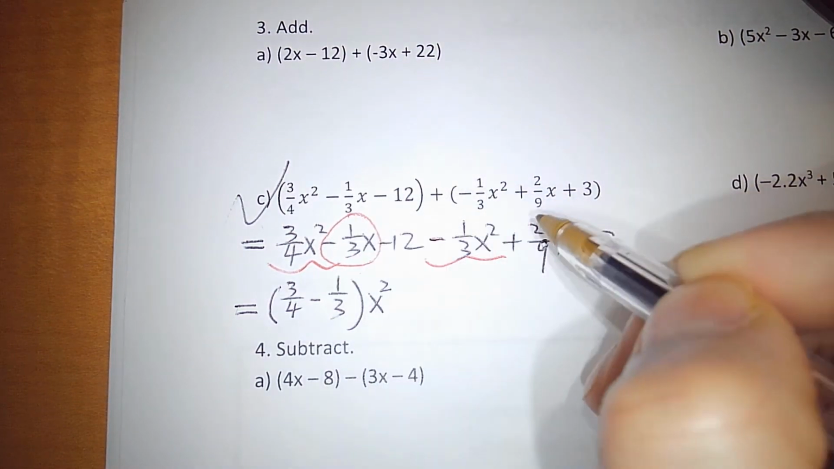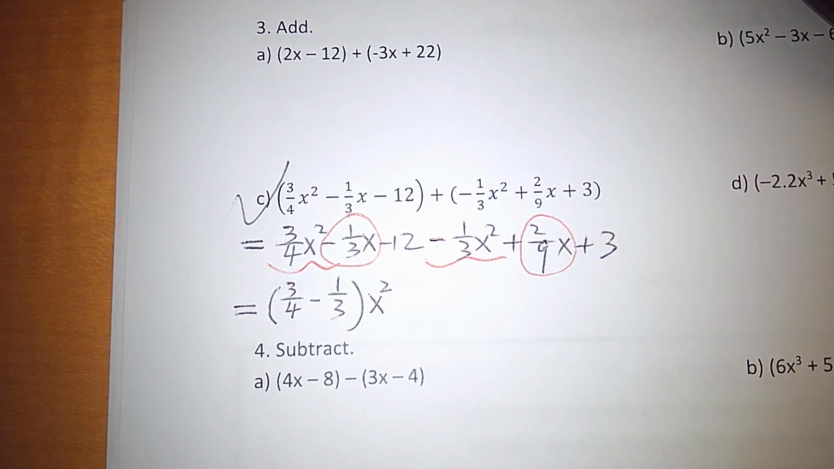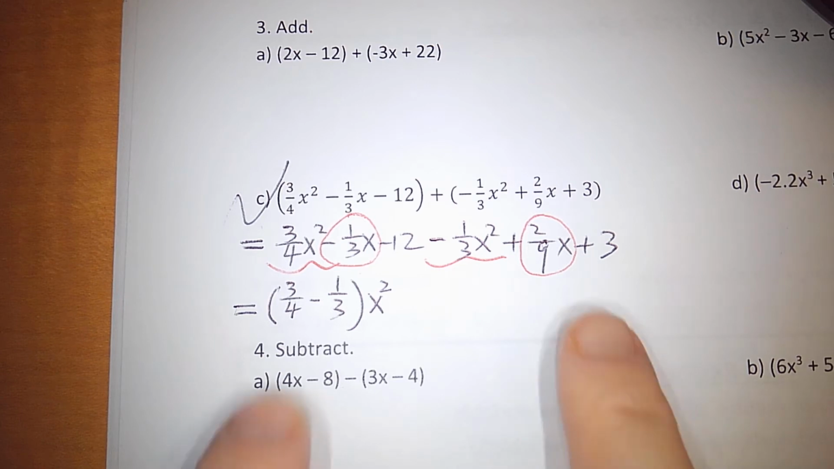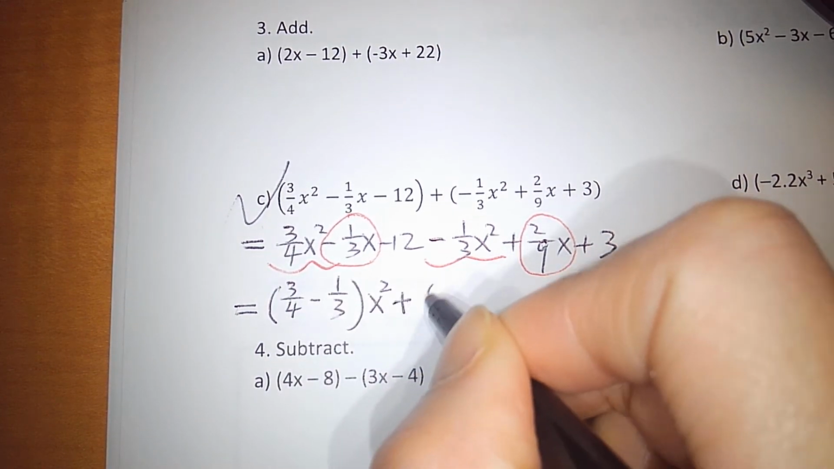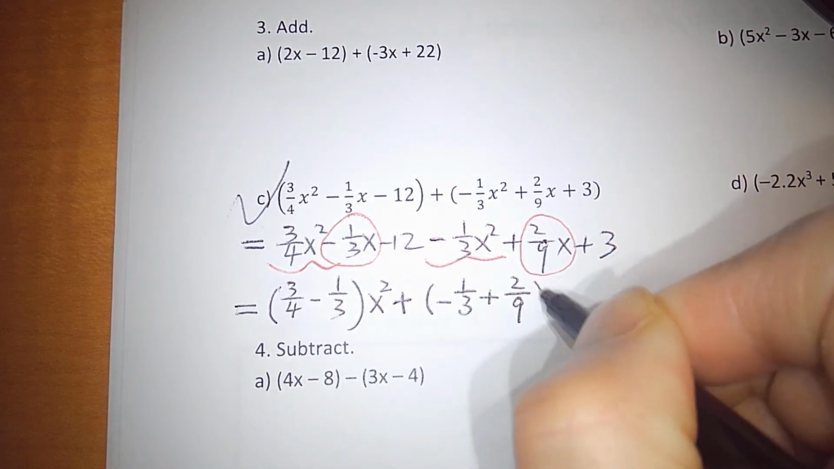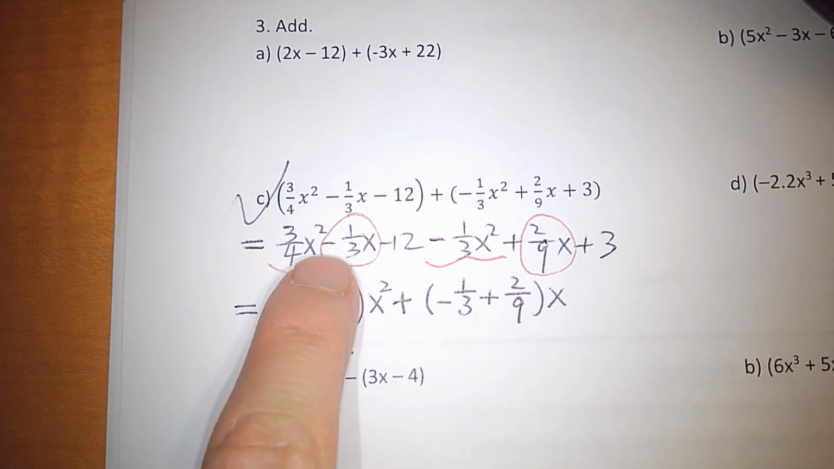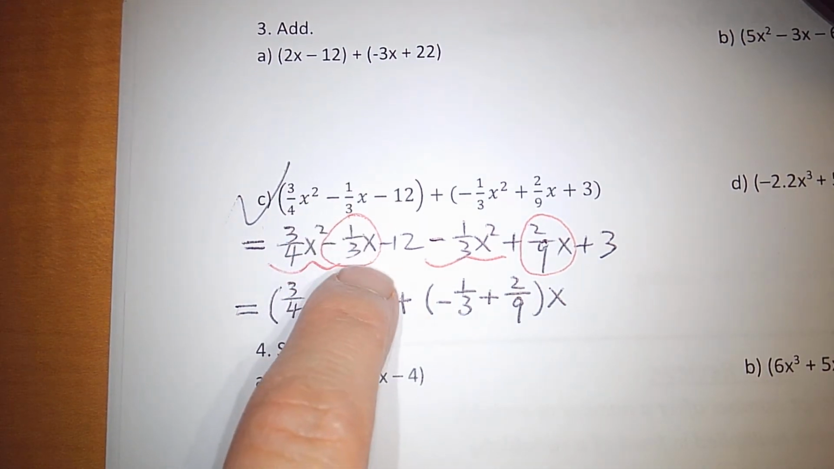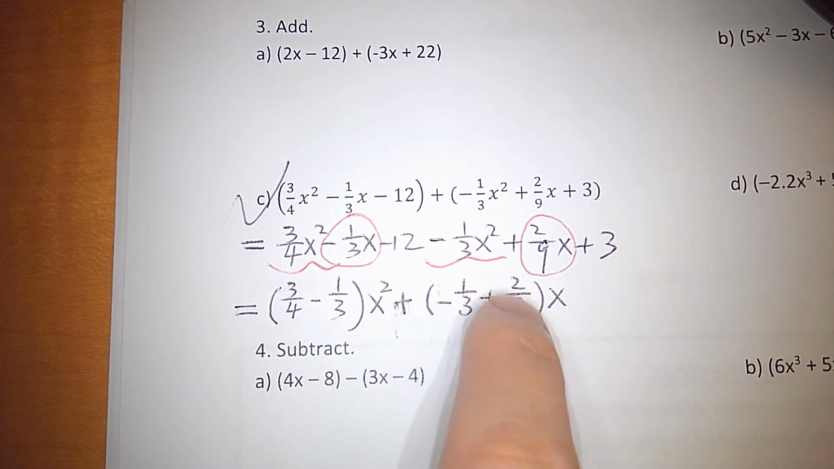Negative 1/3 x and positive 2/9 x, right? Are these two terms like terms? Yes, because both terms have what? Variable x, okay? So I'm going to add negative 1/3 and positive 2/9 times x, right? This is minus 1/3 x, so this is plus of negative 1/3 plus 2/9.